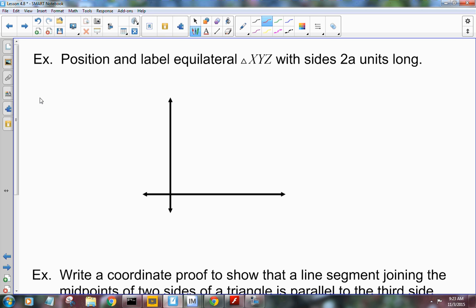Alright, I'm going to do this one in 2 ways because I want you to see how it can be done when you put it in the first quadrant or when you center it at the origin. Okay, so I'm going to do it in 2 ways. Alright, so it says position and label equilateral triangle XYZ with sides 2A units long. Okay? So, I'm going to put it in the first quadrant like I did the other one. And it says equilateral, that all the sides are equal, and they're all 2A units long.